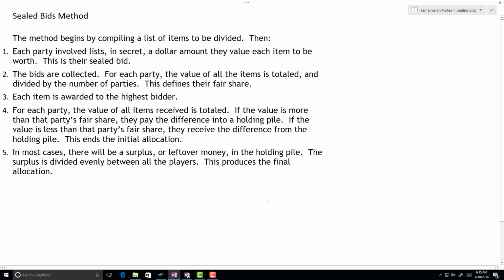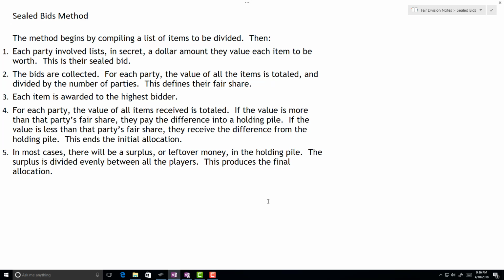Sealed bids are kind of complicated when you look at this slide, but this is a really good one for dividing up estates or even things like chores. So, in the case of a sealed bid, you have some items that are being shared, and everybody assigns a dollar value to how much they think the item is worth, or how much they think it's worth to not deal with it, if you're dealing with something like chores. They do this in secret.